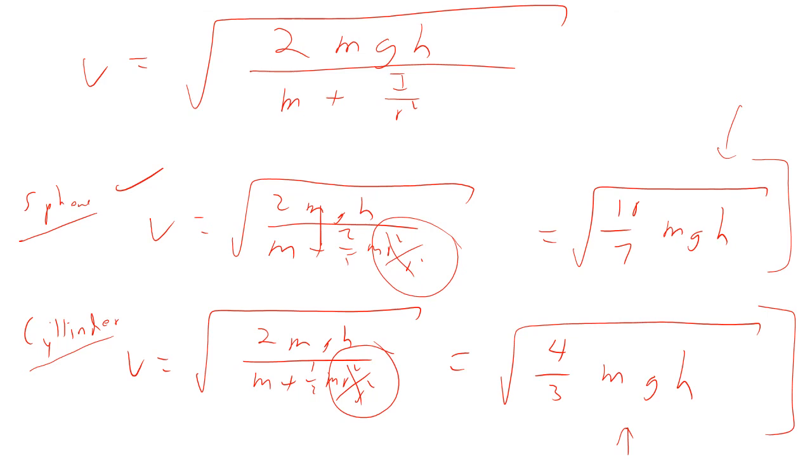Okay, so the only thing that would make a difference would be if it was an empty cylinder or if it was a solid cylinder. The empty cylinder would have the mass on the outside, and a solid cylinder would have mass on the inside. It would make a difference to the moment of inertia, and so that would change the final answer. So this is an example of how you would do this.